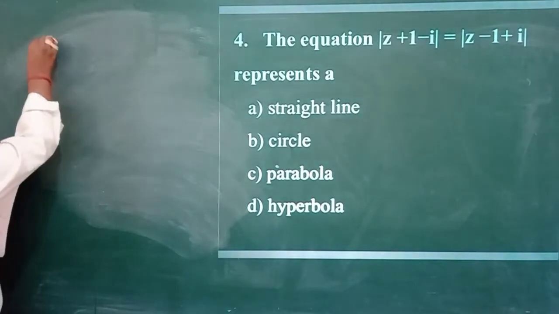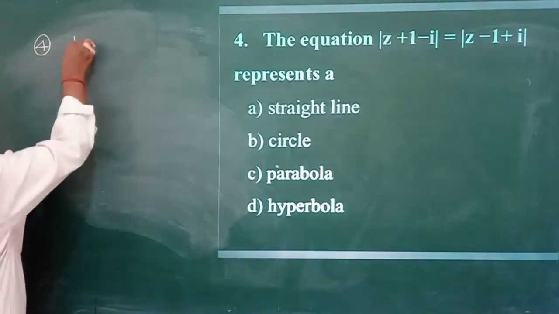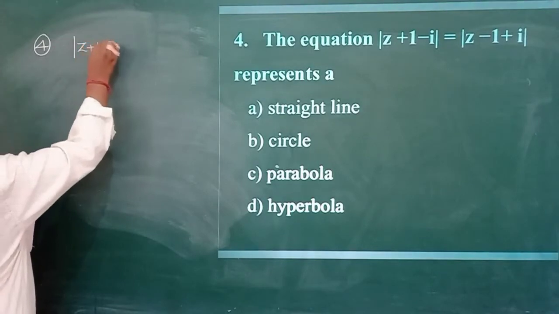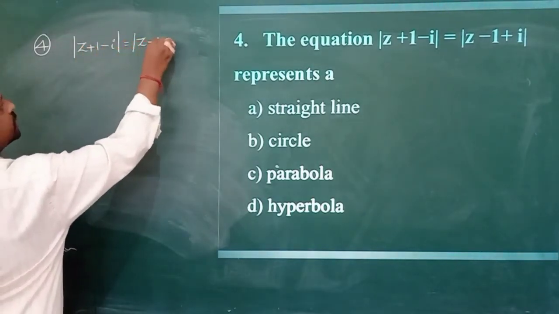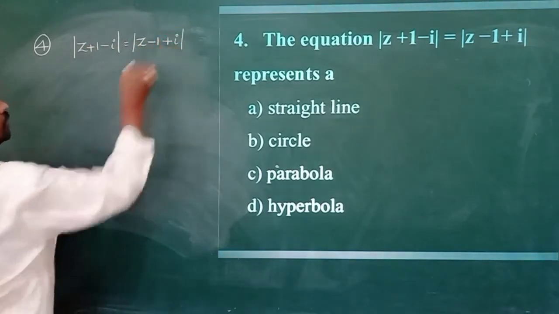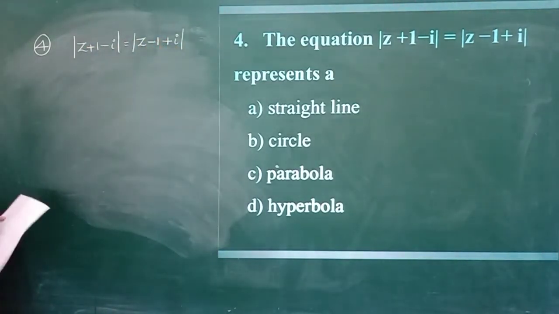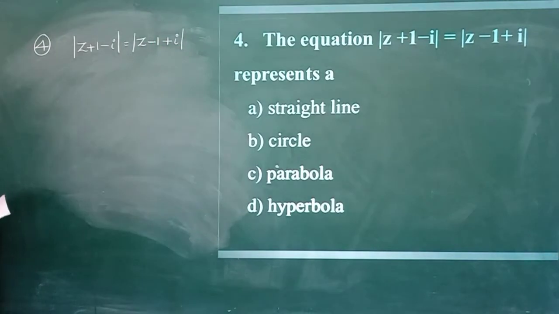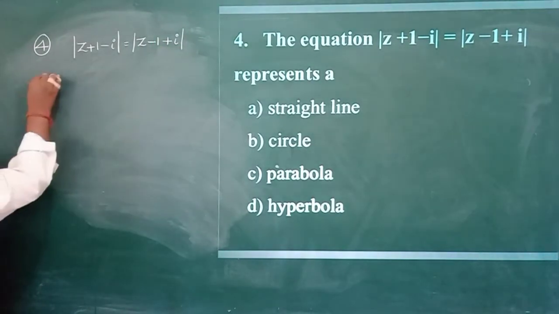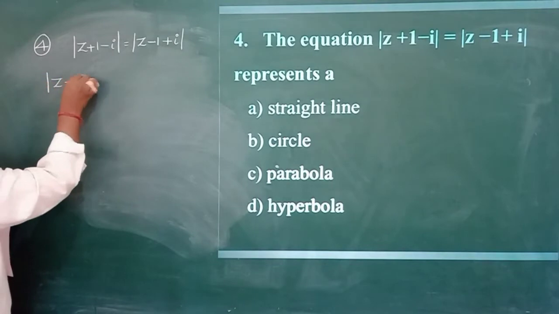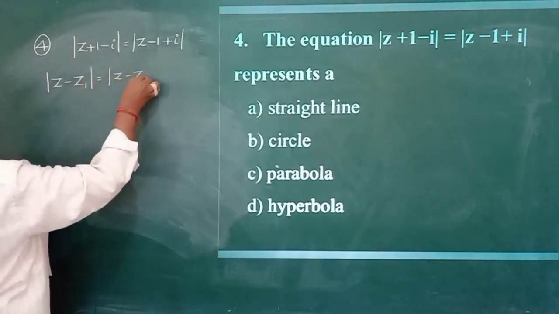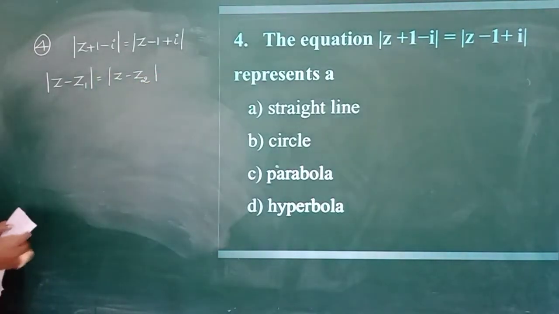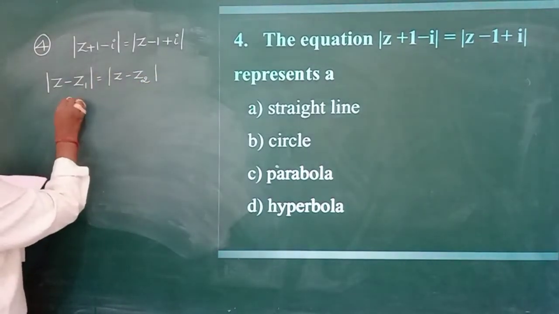Fourth one, modulus of z plus 1 minus i is equal to modulus of z minus 1 plus i represents... So here in geometry we have one formula: modulus of z minus z1 is equal to modulus of z minus z2, where z1 and z2 are two complex numbers, represents a straight line.